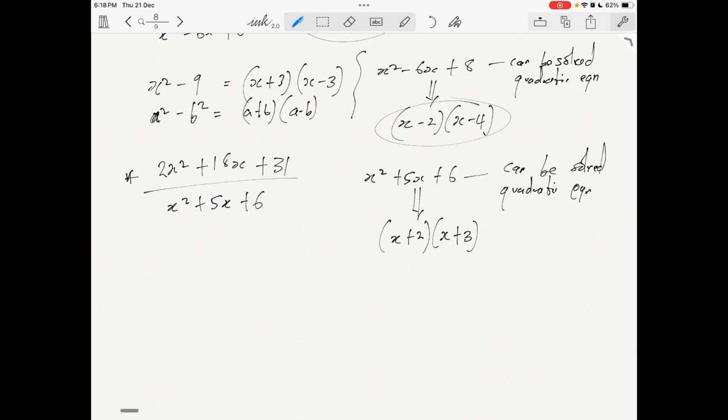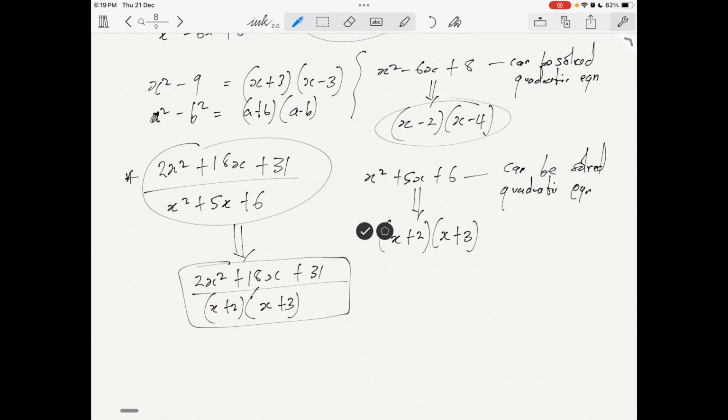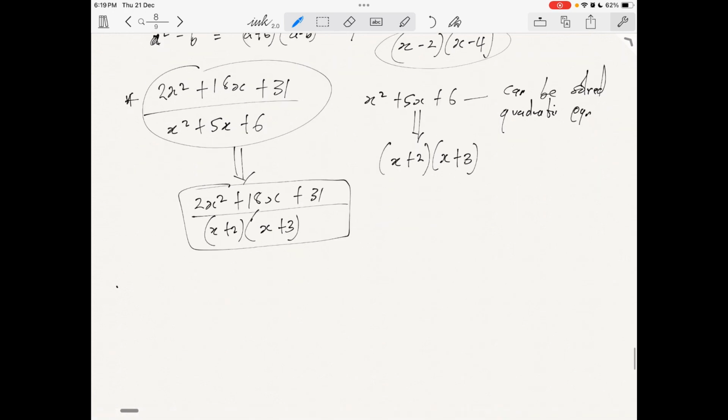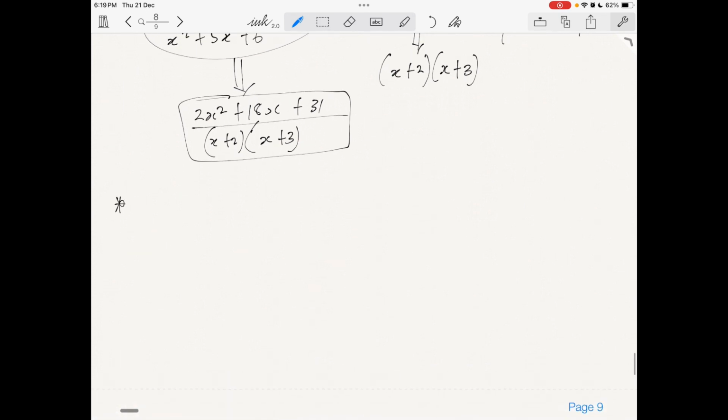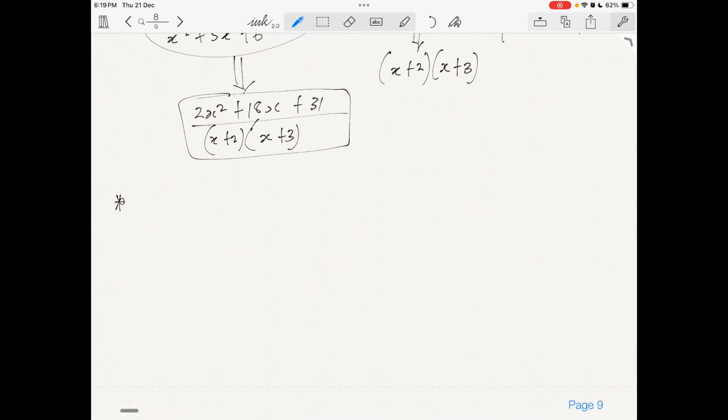So in conclusion, we can now rewrite this as 2x squared plus 18x plus 31, everything divided by x plus 2 and x plus 3. Now this we are familiar with. So we can also have another one, although these are just scenarios that we might put in mind, because I don't want the last video to be very long, but eventually it got very long. So let's just have fun.